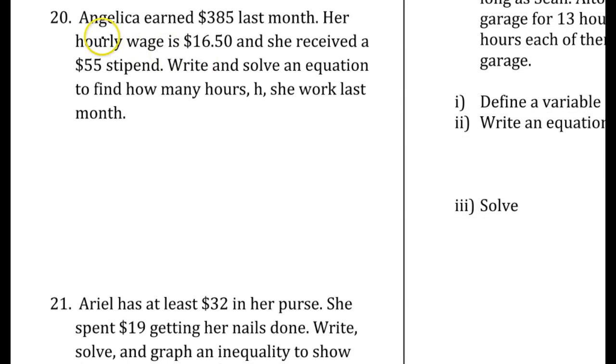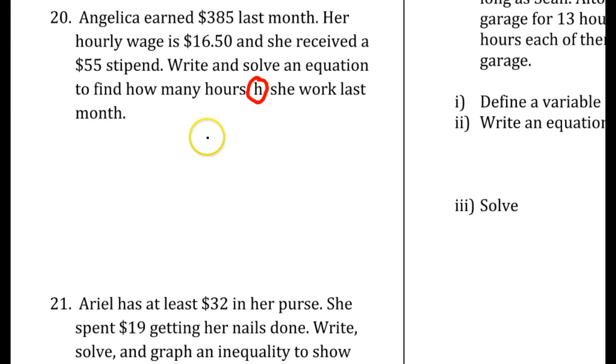Okay, there we go. Time for some word problems. Angelica earned $385 last month. Her hourly wage was $16.50. She received a $55 stipend. A stipend is like a one-time paycheck. Okay, write and solve the equation to find how many hours H she worked last month. So they give us the variable, tell us to write and solve an equation, which means you must use an equation. So your first step is to write something with an equal sign.